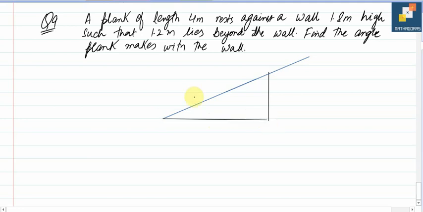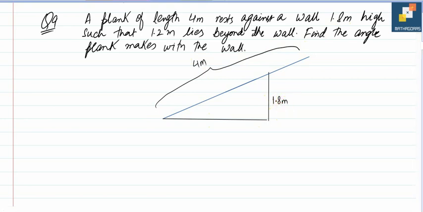Now listen, a plank 4 meter, that is the whole plank 4 meter, rests against a wall 1.8 meter high, so that is the height of the wall 1.8 meter, right? Such that 1.2 meter lies beyond the wall, so this length is basically 1.2 that lies beyond the wall. Most of the students think that 1.2 is the adjacent, that is wrong. And you need to find the angle the plank makes with the wall.